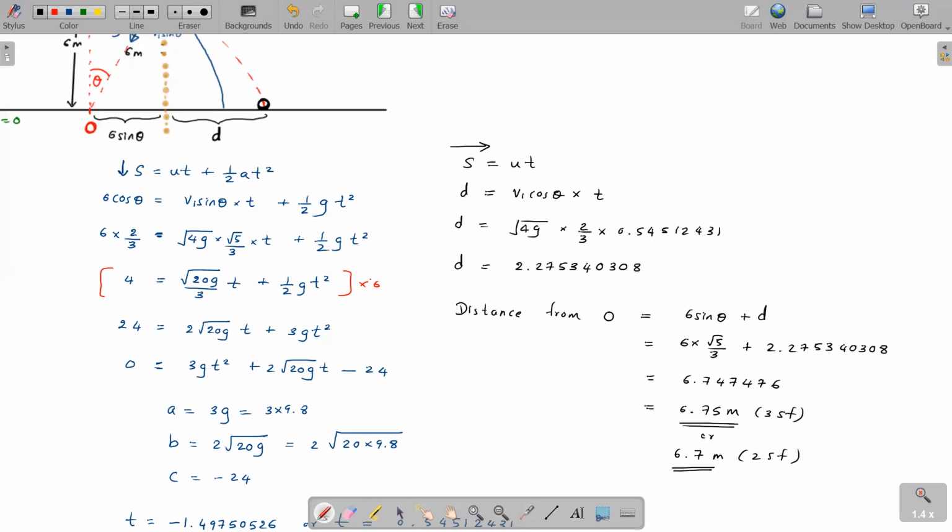All right, so I hope this part is clear to you. These are the main things you need to know when it comes to vertical circular motion.